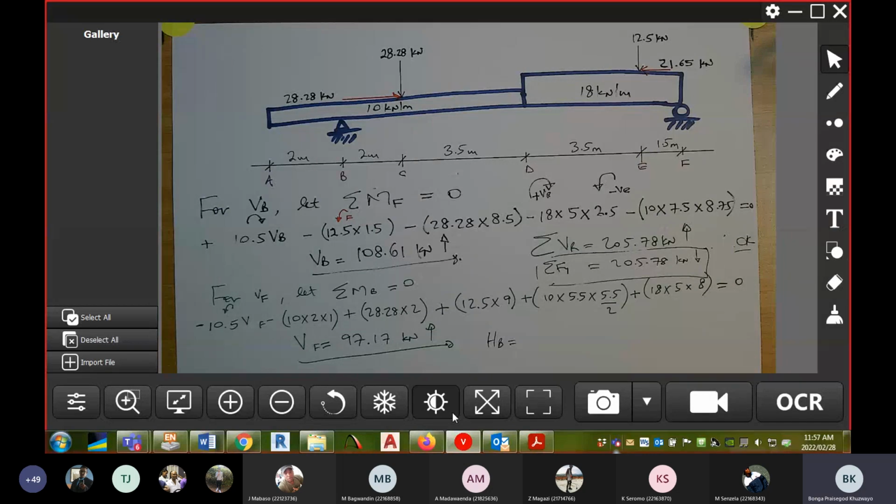Right, so where are we? HB. Let's discuss HB. I've got 28.28 going east. This is an externally applied force. You remember the horizontal component of the force that was inclined at node C. So we've got 28.28 going east, and we also have 21.65 kilonewton west.